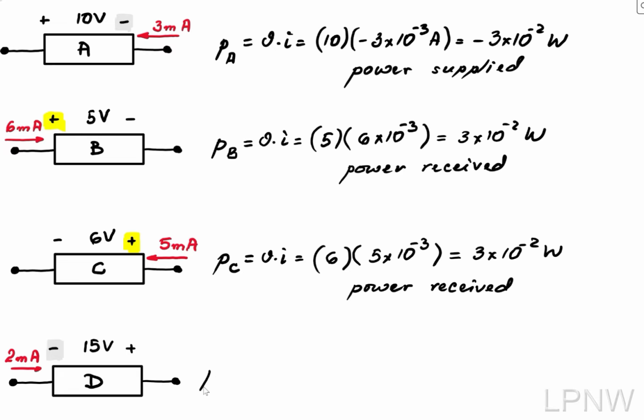For element D, the voltage is 15, the current is 2 times 10 to negative 3. But because the current enters the element at the negative terminal, we take it with a negative sign in the calculation, which gives us a negative power of 3 times 10 to negative 2 watt. The negative sign indicates that the power is being supplied by the element.